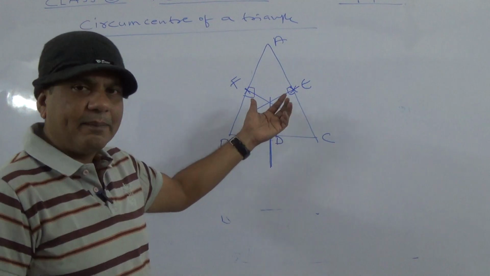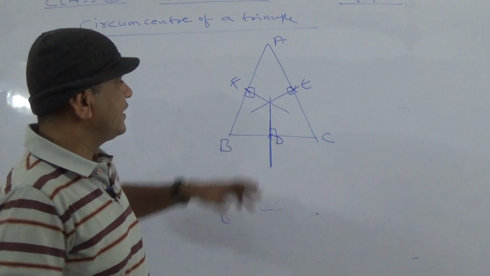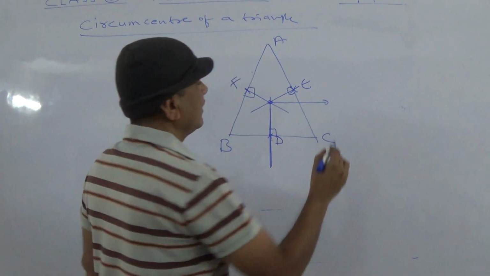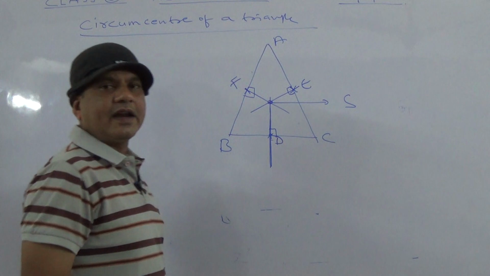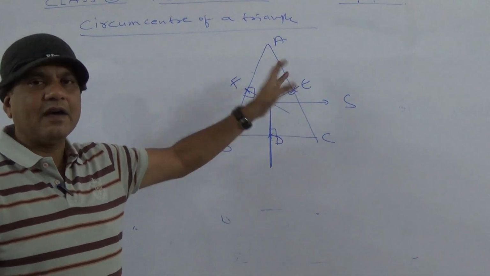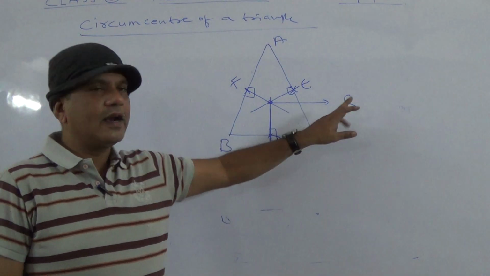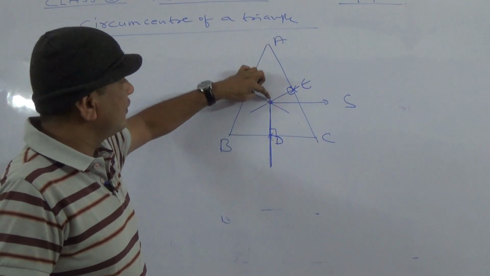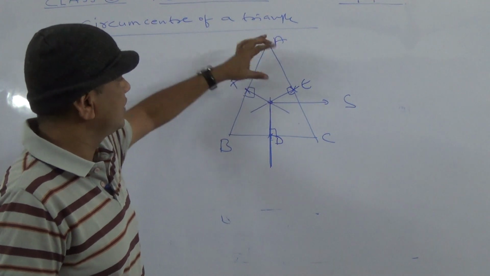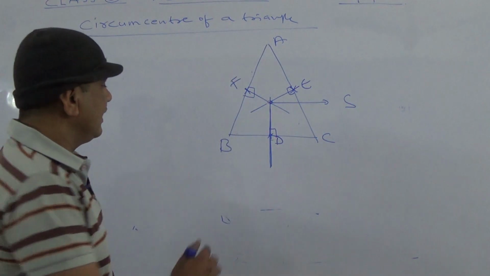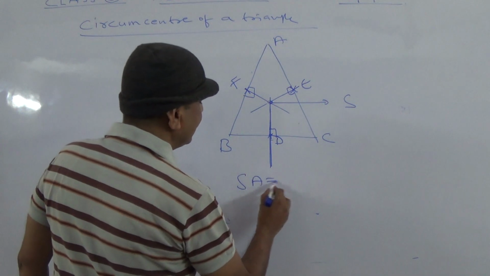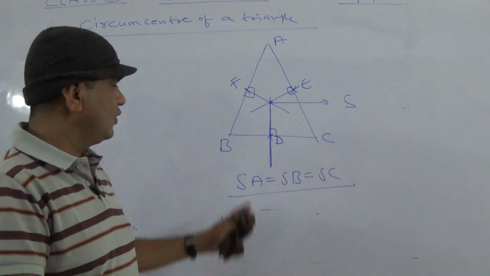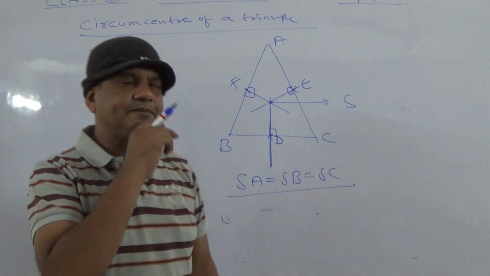These three perpendicular bisectors intersect at only one point. That point is called the circumcenter of the triangle ABC, and is denoted by S. Now, the circumcenter S is equidistant from the vertices. That means SA is equal to SB is equal to SC. Important property.